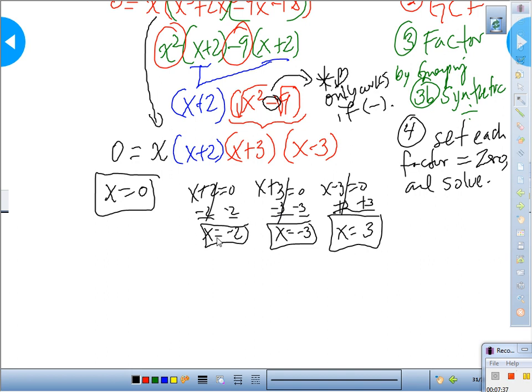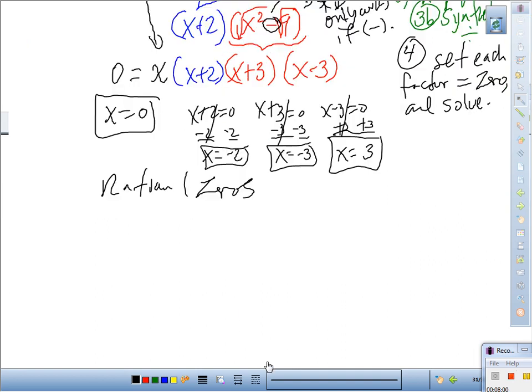All these, look at them. Do you see any imaginary numbers here? No i's, no negative square roots. So that means all of these are rational zeros. That's why they are not complex. These are rational. If they are rational, that means we can do what? Graph. We can graph these. Let's graph this. Here we go.